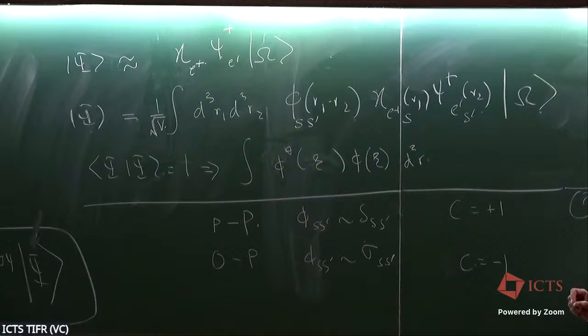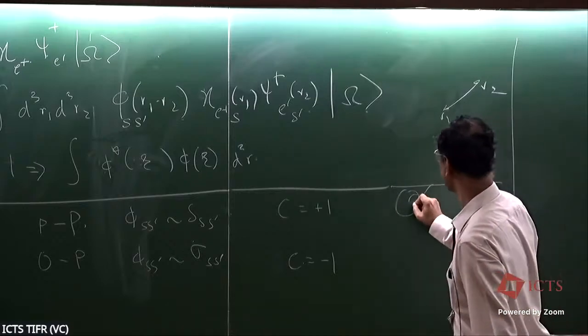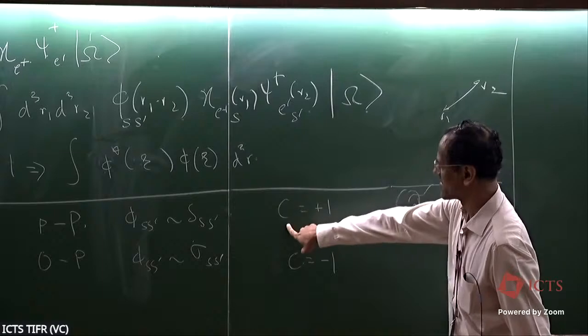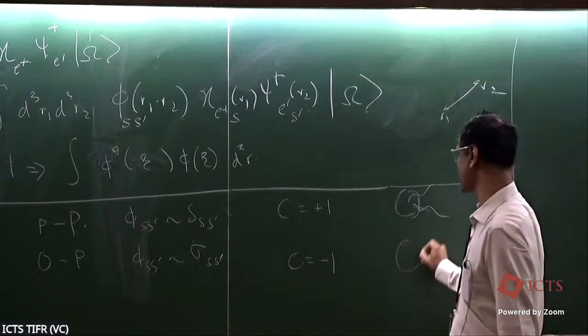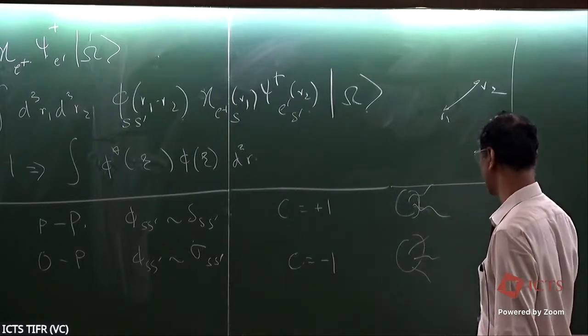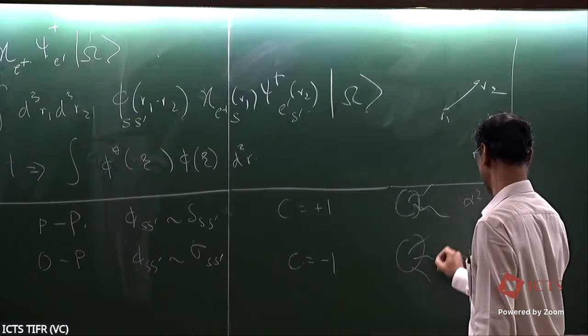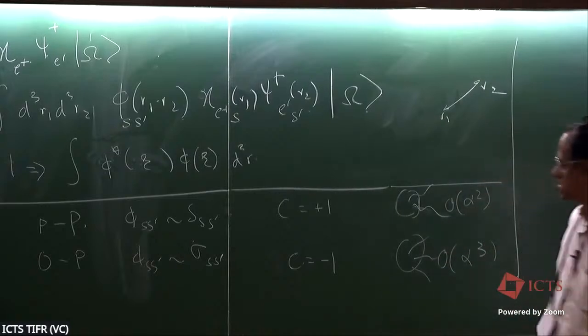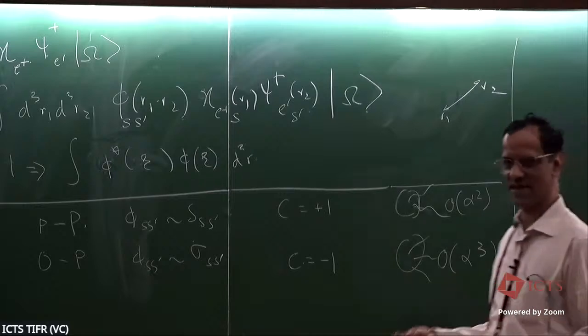So the para can decay into two photons because it has C = +1, while the ortho at least has to decay to three photons. So this is alpha squared, this is alpha. That is what I can get from symmetry alone. But now to get any more information, I need a detailed matching calculation.